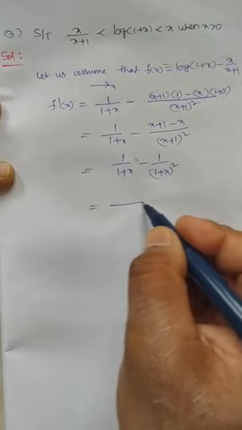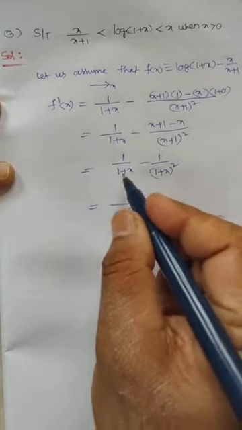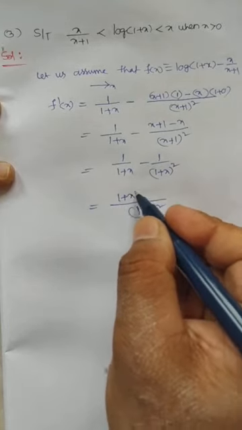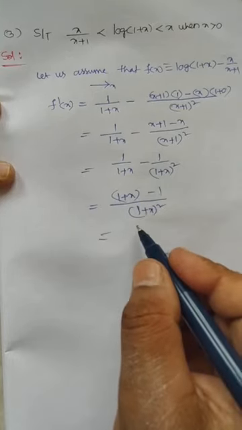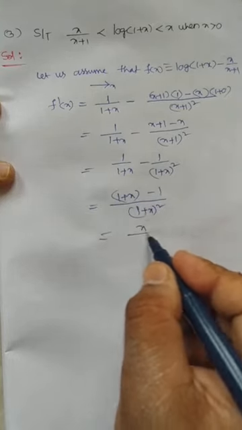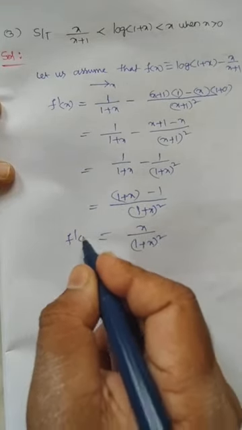So now I am taking the LCM here. 1 plus x whole square is our LCM. So 1 plus x is there, so remains 1 plus x minus 1. So minus 1 plus 1 gets cancelled. Remains x by 1 plus x whole square. This is our f dash of x.